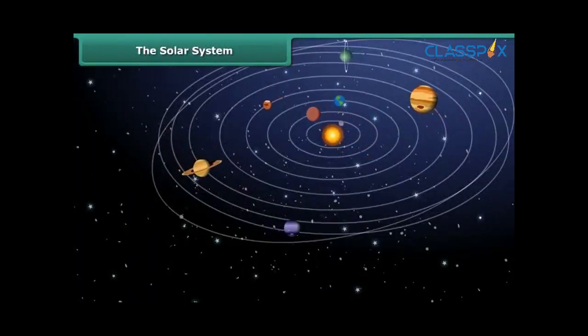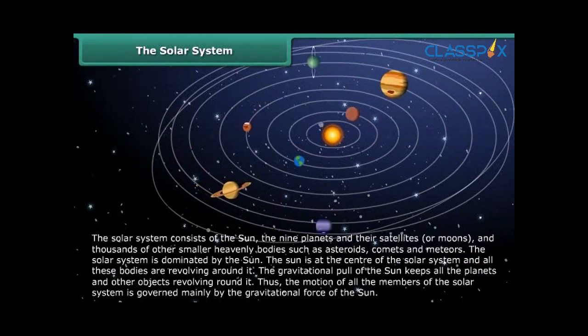The solar system. The solar system consists of the Sun, the 9 planets and their satellites or moons, and thousands of other smaller heavenly bodies such as asteroids, comets and meteors. The solar system is dominated by the Sun. The Sun is at the center of the solar system and all these bodies are revolving around it.